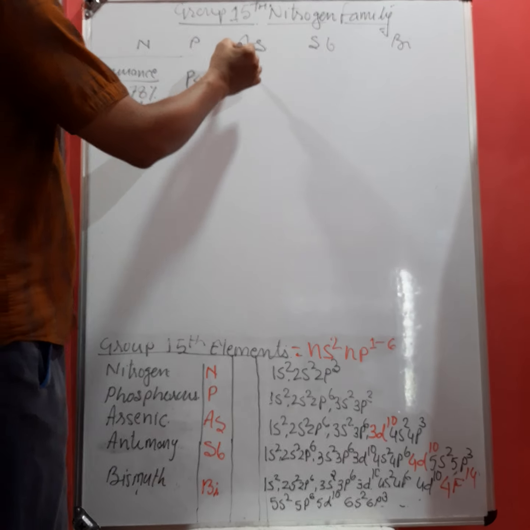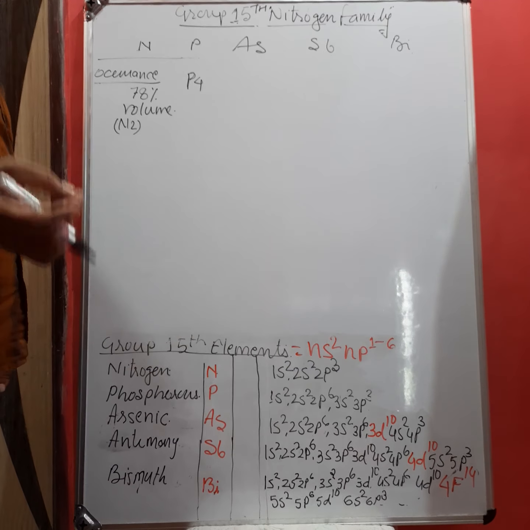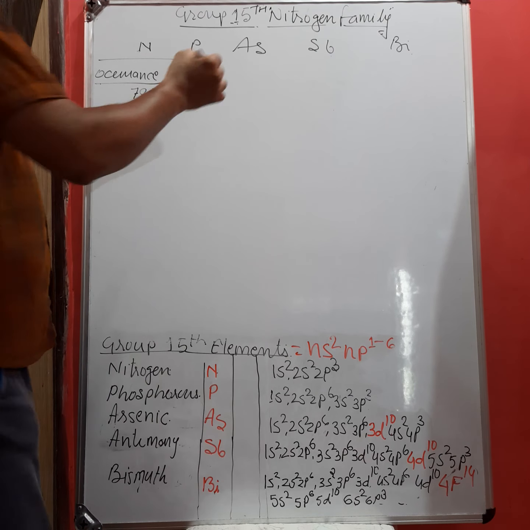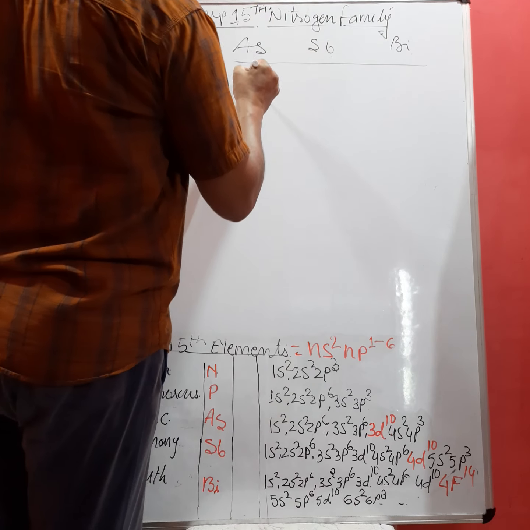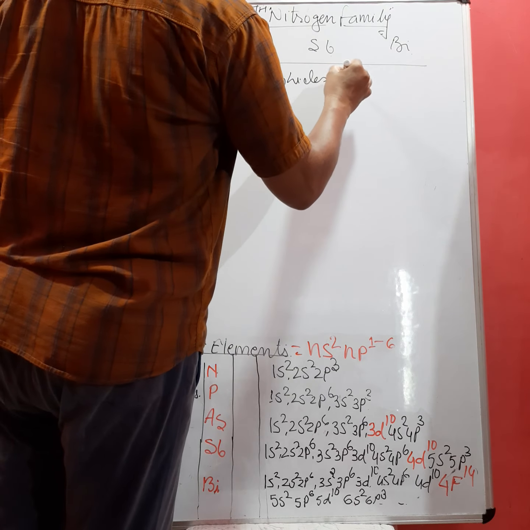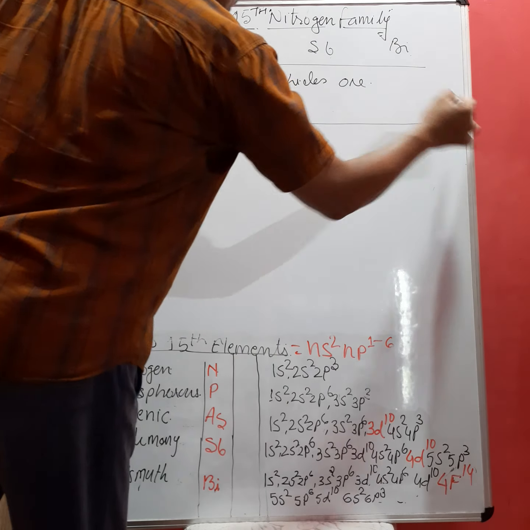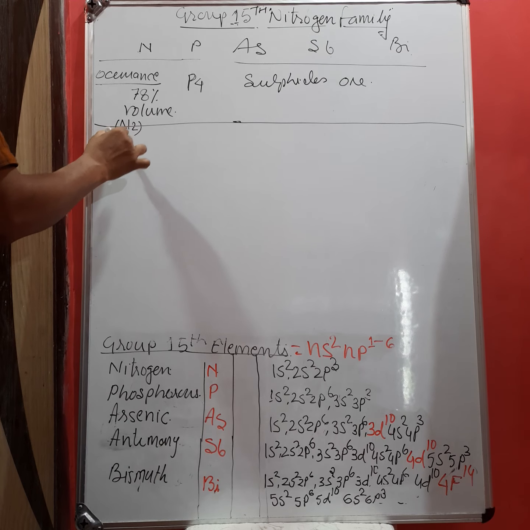Okay, arsenic, antimony and bismuth, they are very less abundant elements, and mainly these elements exist in the form of their sulfide ores. Okay, so this is about the occurrence. Now atomic properties.